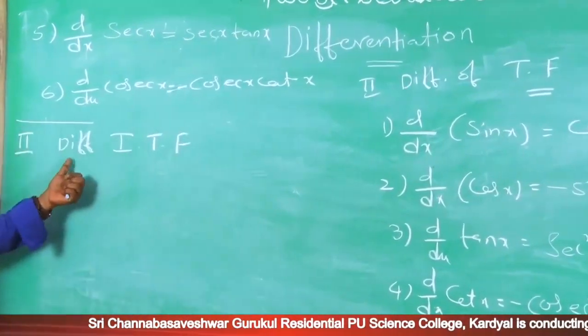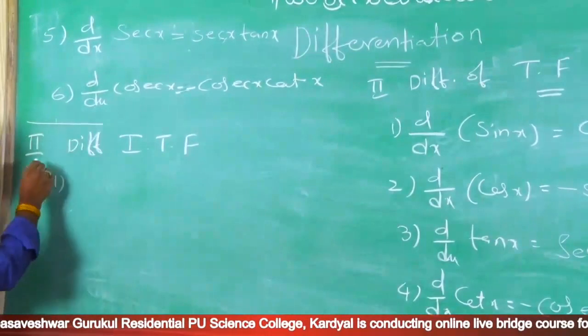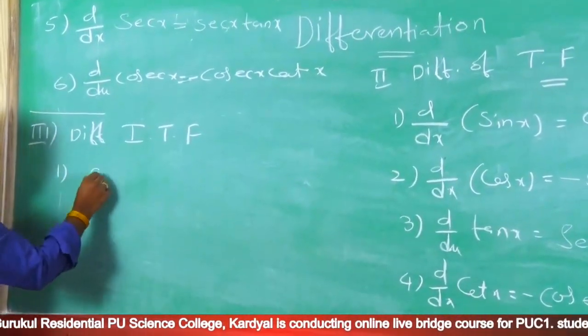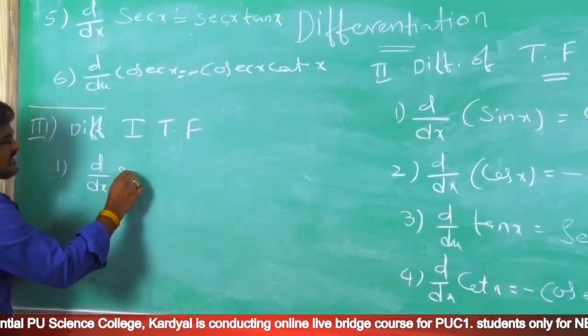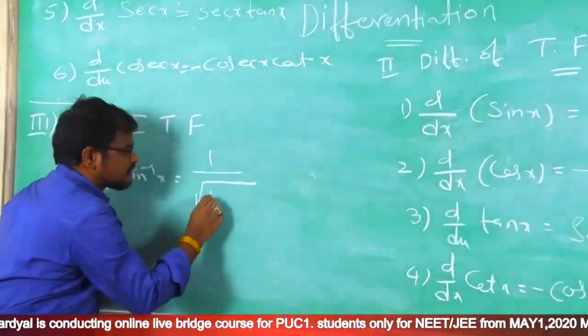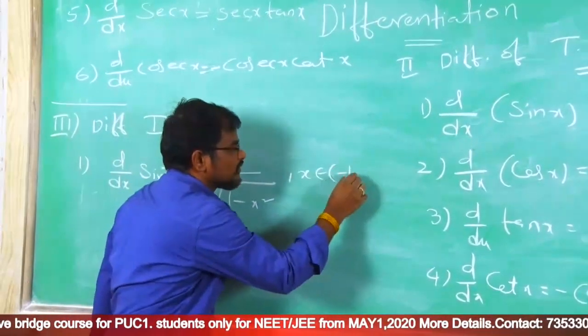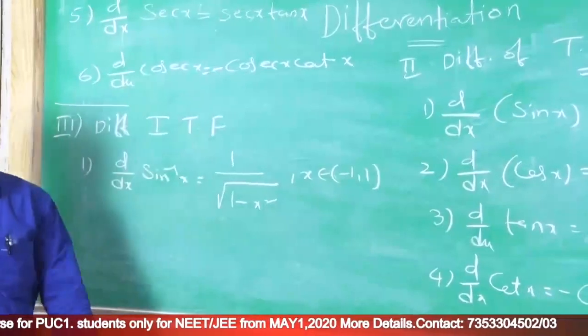Next one, the third one, is differentiation of inverse trigonometric functions. In this, the first one is differentiation of sine inverse x equal to 1 by root of 1 minus x square. Here x should be in the open interval minus 1 to 1.